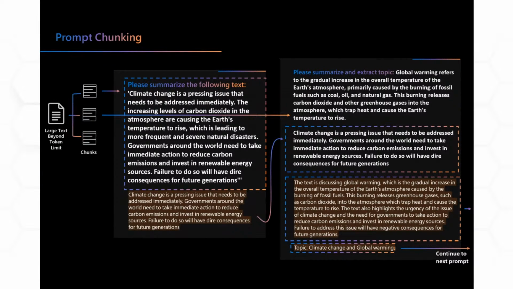Prompt chunking is useful when you have, let's say, a large document that you want to process. You can split it into chunks and then process each chunk separately. For example, you take the first chunk of the document, summarize it, and put it in a prompt. Then take the next chunk, summarize it, and put it in the prompt as well. So you have the first summary and the second summary now, and then you proceed like that.